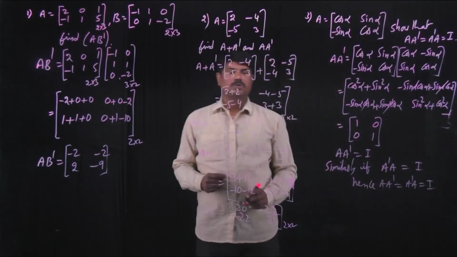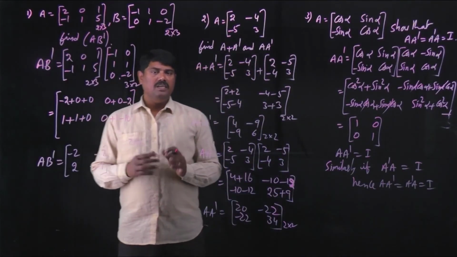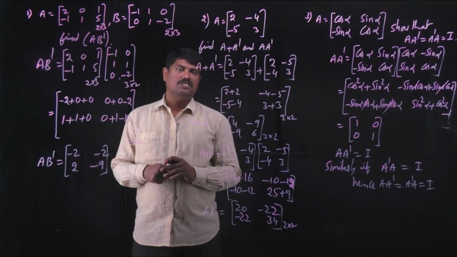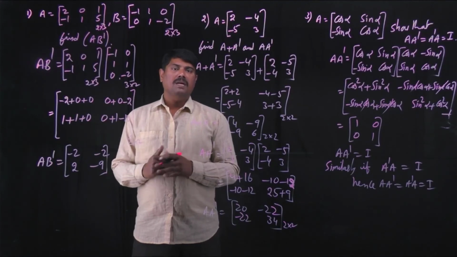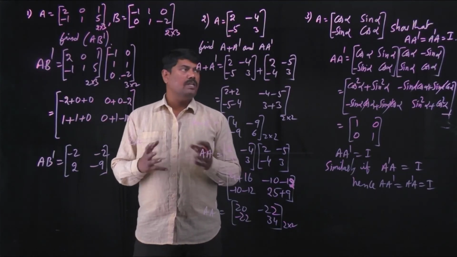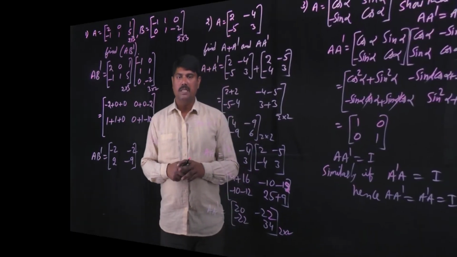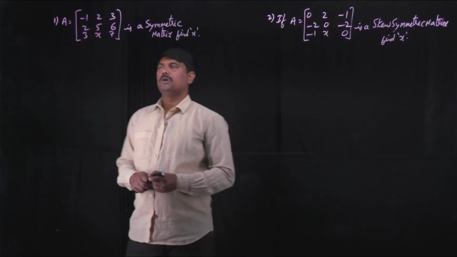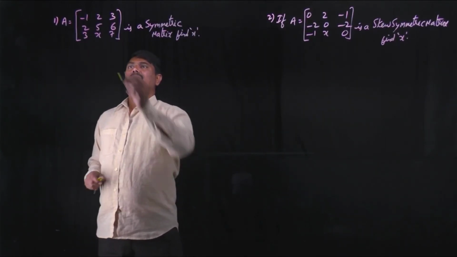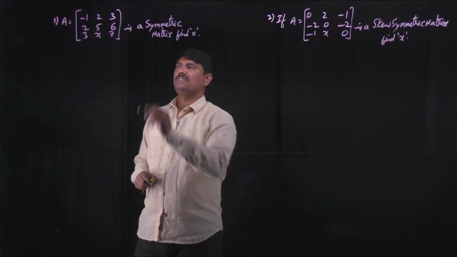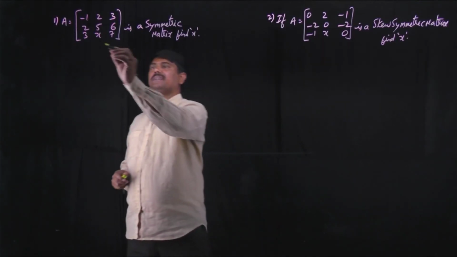That is the conclusion. So problems on transpose of the matrix are very easy if you know the transpose concept, and using the transpose concept and the addition and multiplication properties of matrices, you can do all the problems which are related to the transpose of the matrix. Now observe one more problem. Given matrix A is minus 1, 2, 3, 2, 5, 6, 3, x, 7, a symmetric matrix. So we have to find the value of x.